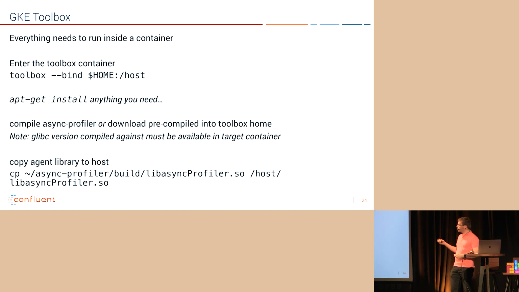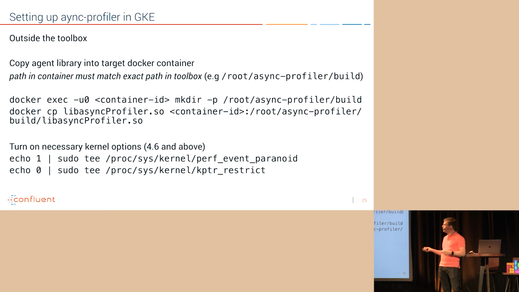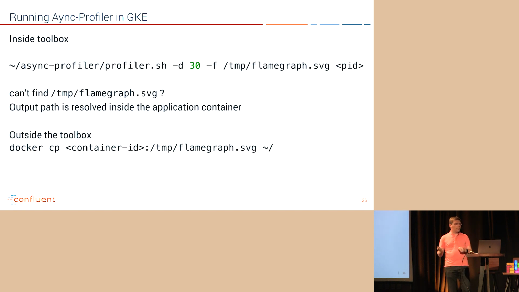They have this toolbox container, which is very nice. You can just call it toolbox, and it'll give you an environment in a container with a shell. You can install everything you need. That's where you'll probably install your profiler. But then you have to go back outside of the toolbox, copy it into the container, and make sure they're all the same path and everything, before setting the kernel options.